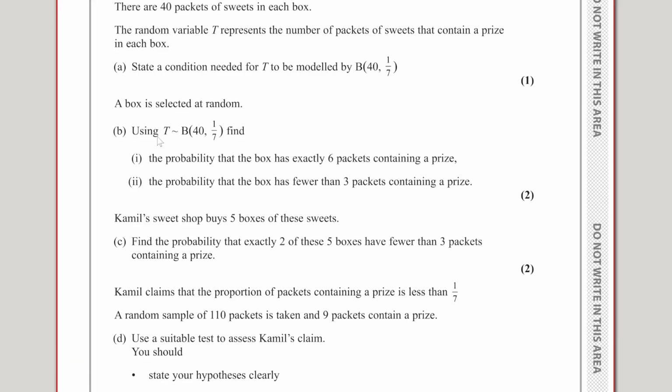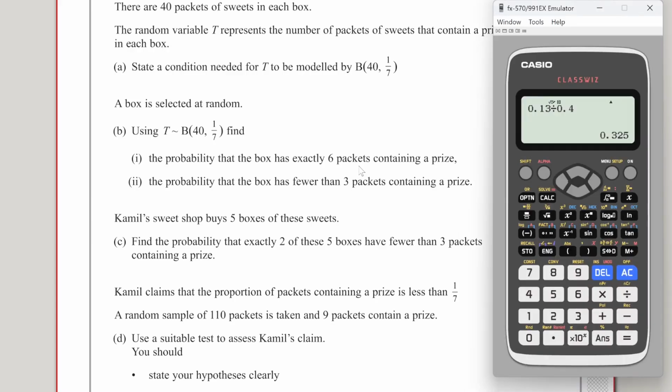Part B, T is modelled binomially with n as 40 and p as 1/7. Find the probability the box has exactly 6 packets containing a prize. So we just grab the calculator, menu, go to distribution, and this is a binomial probability distribution with a variable. So x is 6, there are 40, and the probability is 1/7. So we get 0.173.